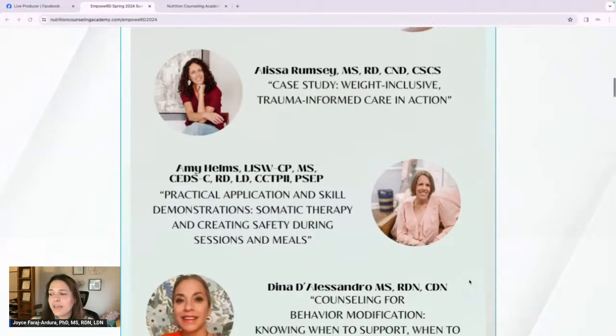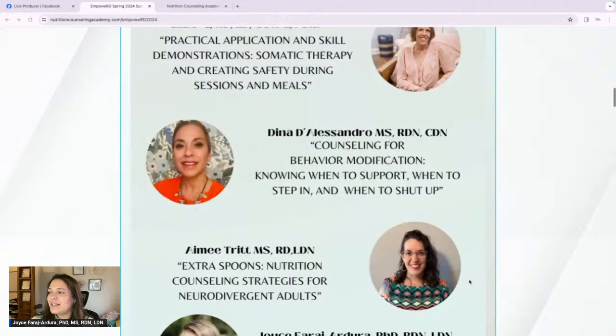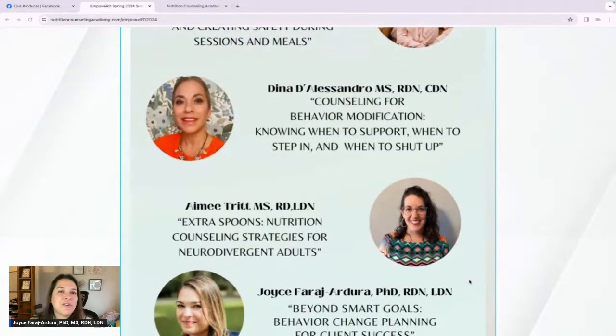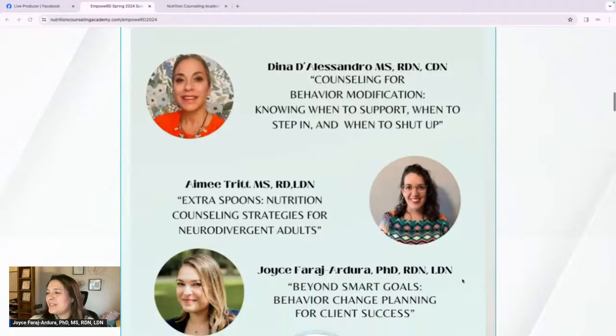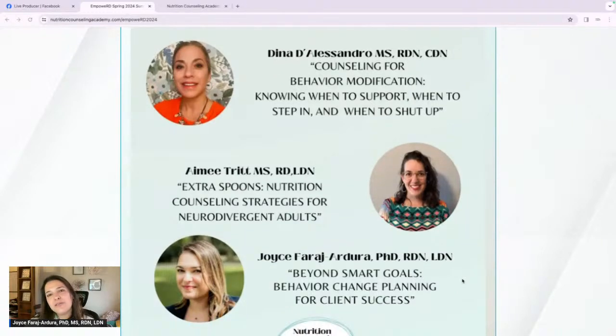And then we're going to have day 3. We're going to have Dina D'Alessandro, counseling for behavior change. So knowing when to support, when to step in, and when to step back or shut up in a session. Then we're going to have Amy Tritt, extra spoons, nutrition counseling strategies for neurodivergent adults.